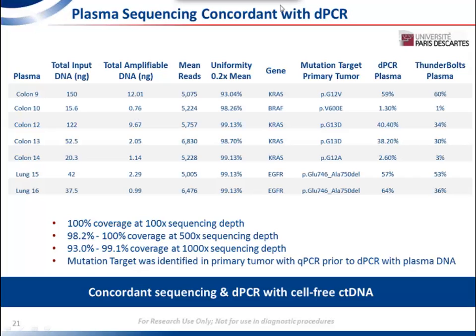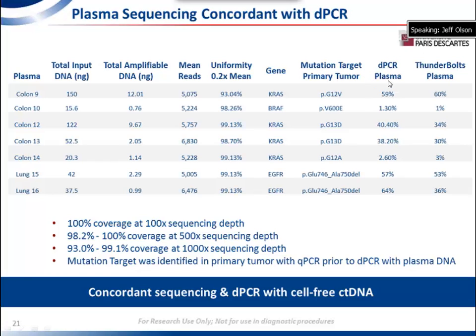We went on to process these samples anyway, and as you can see, even with small quantities of DNA, you still get very good uniformity, 93% to possibly 99%. You also got good coverage. 100% of amplicons had coverage at 100x sequencing depth, 98.2 to 100% of the amplicons had 500x coverage depth, and 93% to 99.1% were covered at 1,000x or greater. Once again, it shows that even with low quality DNA, you can get very good sequencing results.